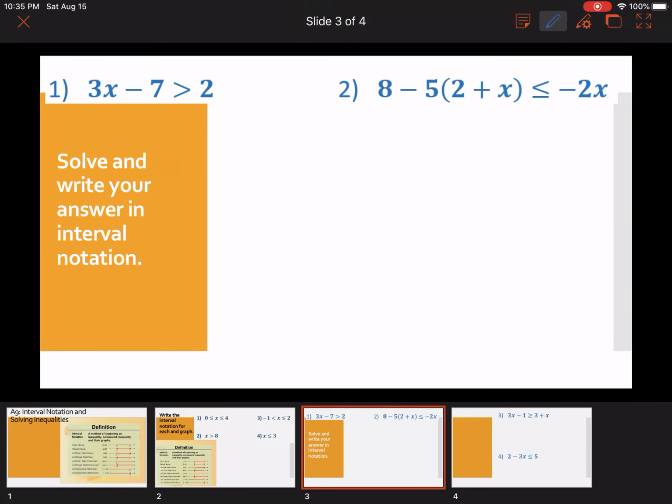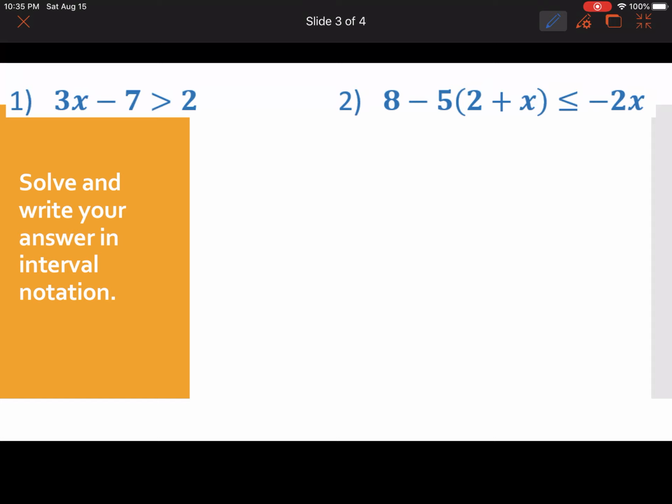So let's practice solving some inequalities. Question 1 is pretty basic. We're going to add 7. So 3x is greater than 9. And then we divide by 3. x is greater than 3. That's the old school way to say it.